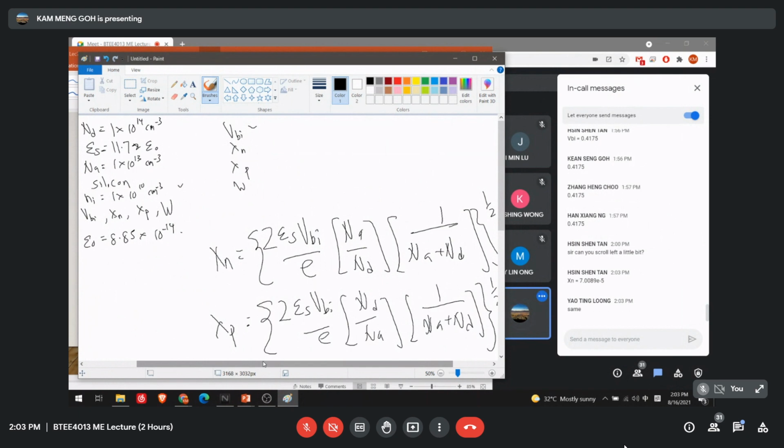Okay, so let me write down VBI is equals to 0.4175, with Sn 7.0089 times 10 to the power -5 cm. What about your Sp?